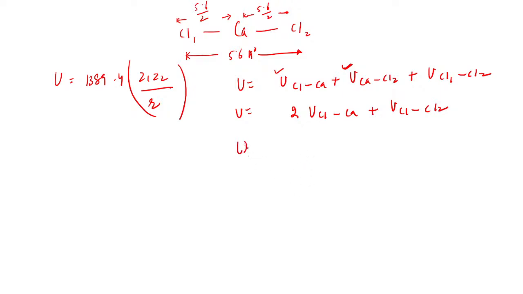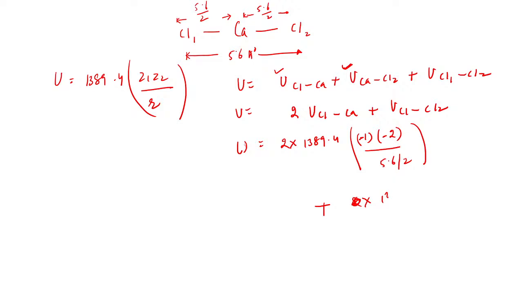So this value would be 2 into 1389.4. What is Z1? Z1 is minus 1, Z2 is minus 2, R would be 5.6 divided by 2. This is your value. Plus for Cl1 and Cl2, this is not 2, only 1389.4 into minus 1 into minus 1 divided by 5.6. Alright people, so this is how we have to solve it. Now just calculate this value and tell me the correct answer for potential energy.